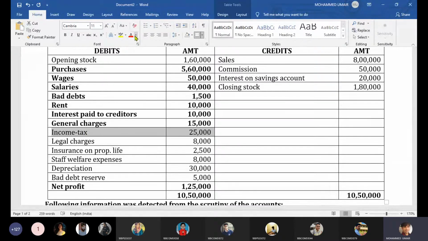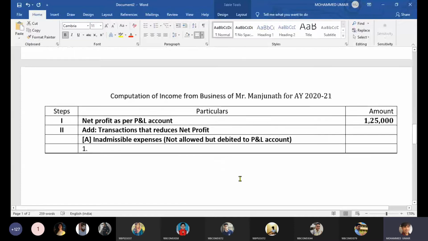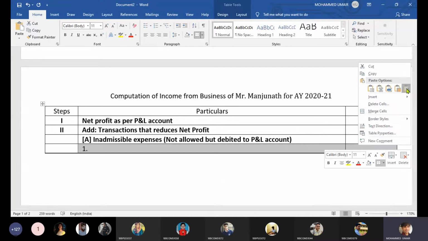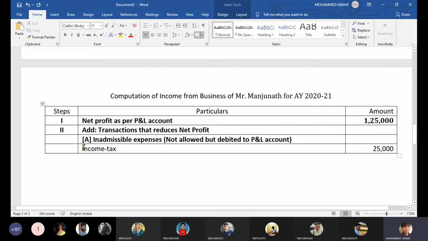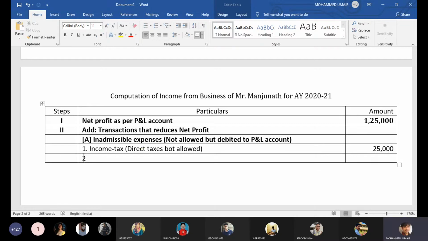Now income tax. You are aware that income tax is a direct tax and all direct taxes are inadmissible expenses. So income tax is an inadmissible expense. For reference, you can also write direct taxes. Next.